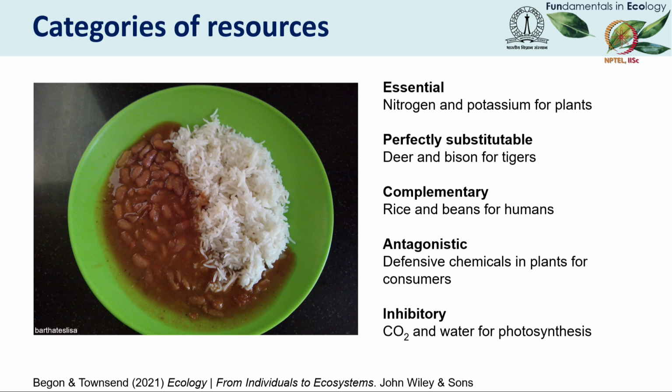There can be essential resources that are perfectly substitutable, in that, for example, a predator like a tiger that is preying on either deer or on bison can meet its nutritional needs from either feeding on a deer or feeding on a bison. So those two resources are substitutable. One can be substituted for the other.